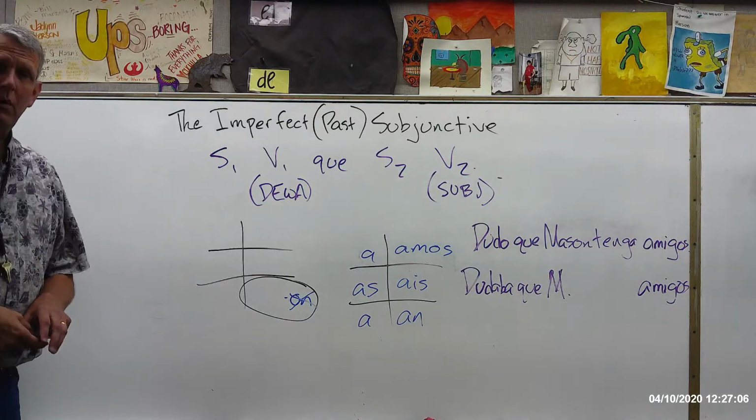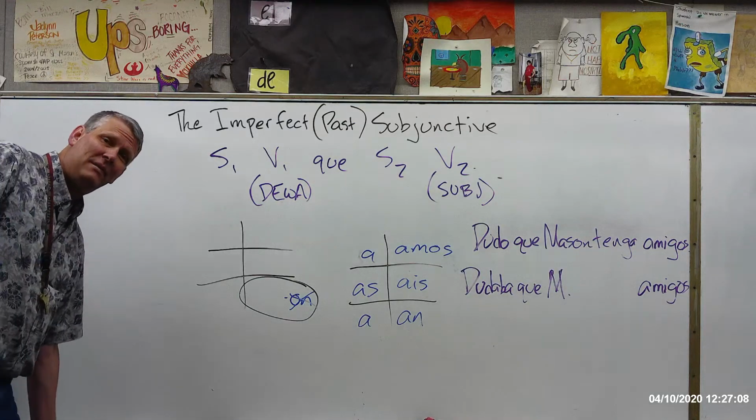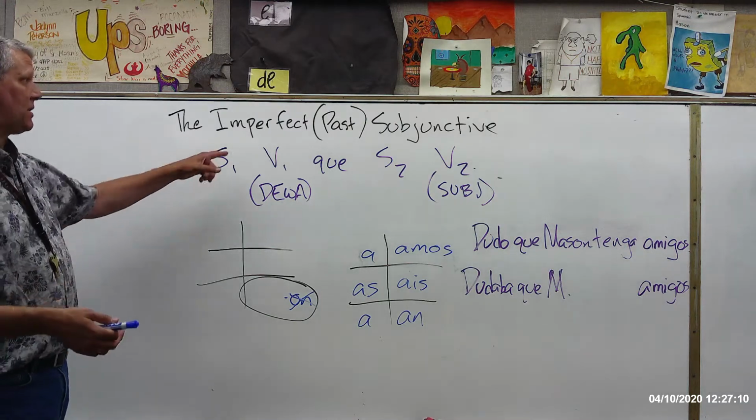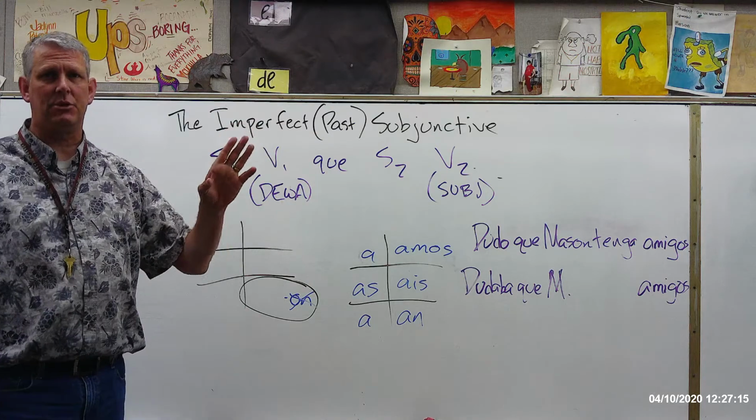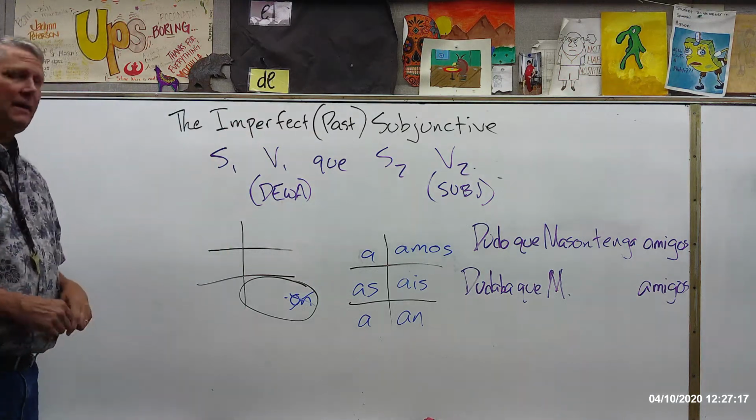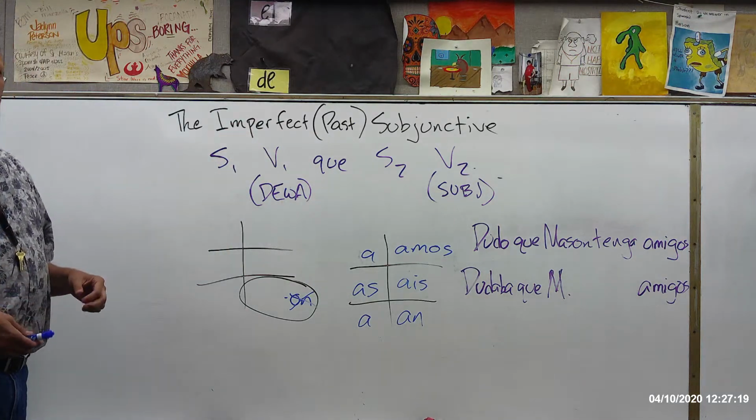Okay, what we're going over right now is kind of tricky. It's called the past subjunctive. Technically, it's called the imperfect subjunctive, but most people just refer to it as the past subjunctive, and that's good enough for us.